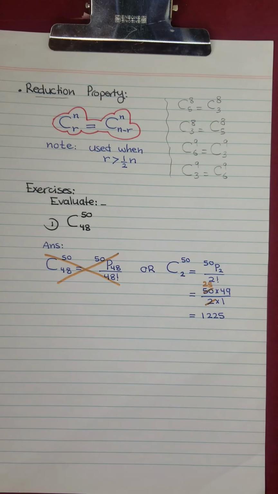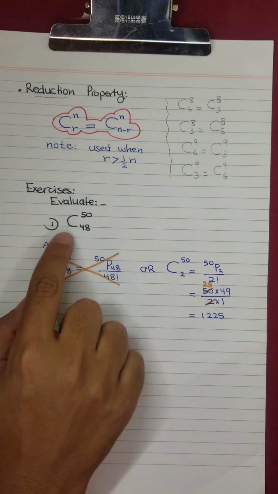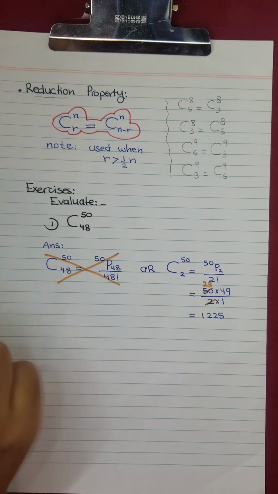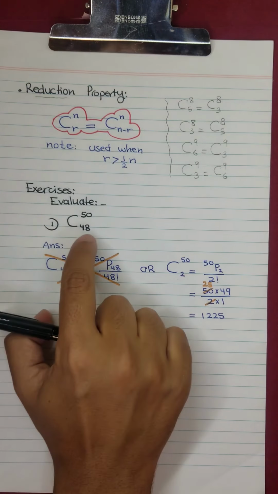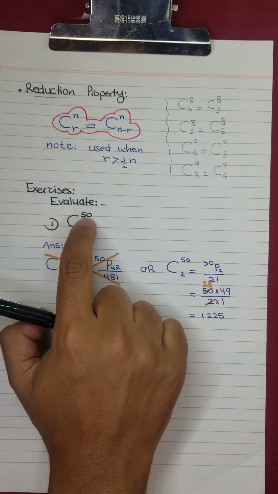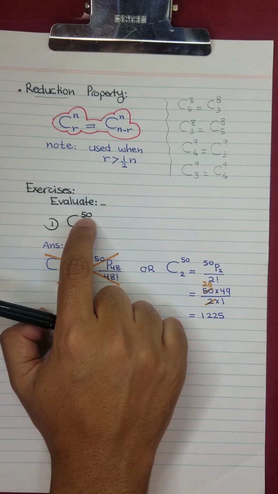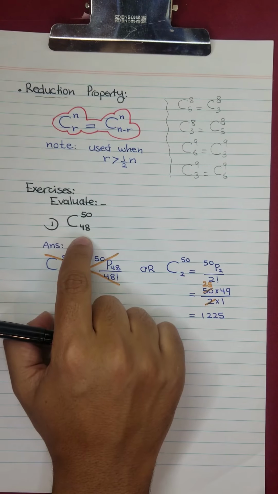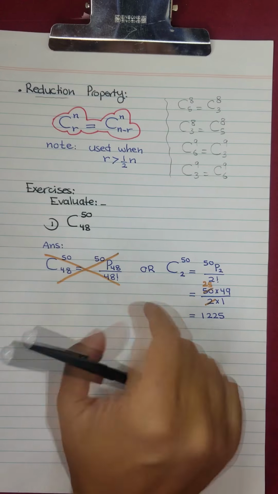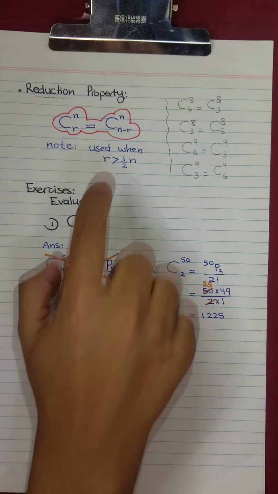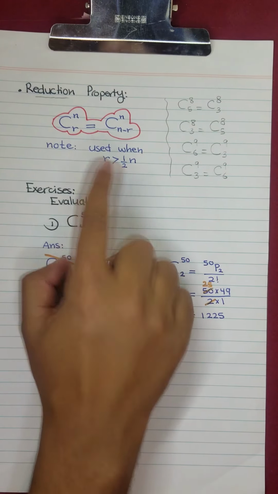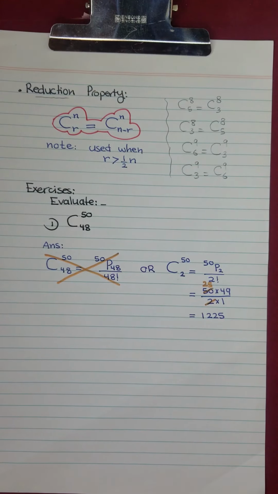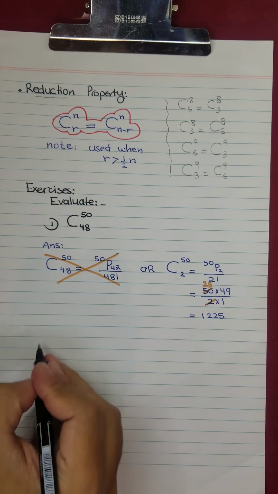So as you've noticed, it's always useful to use this reduction property whenever R is more than half of n. Half of n is half of 50. What is half of 50? It's 25. 48 is a lot more than 25. So it is a lot better to reduce it in this case. Whenever R is more than half of n, it's always better to reduce it. Let's give you another example. Let's look at this one.